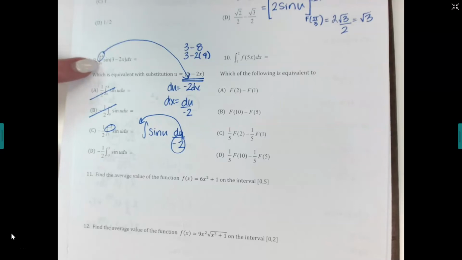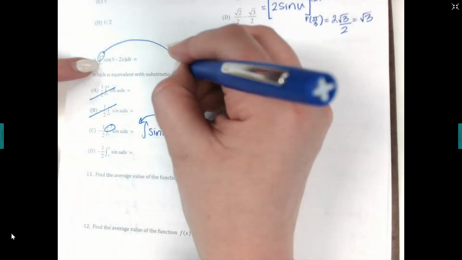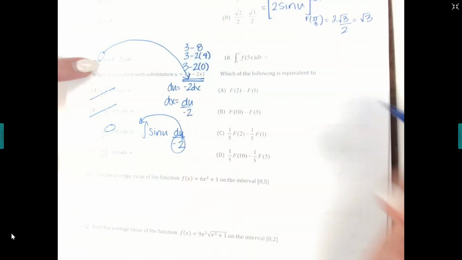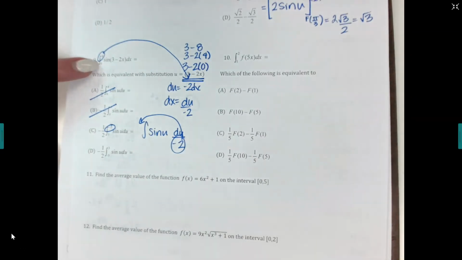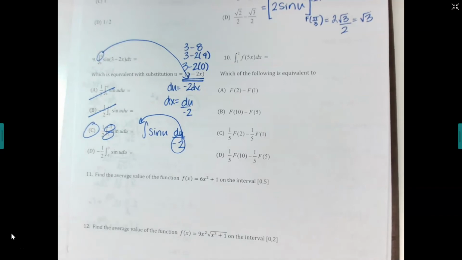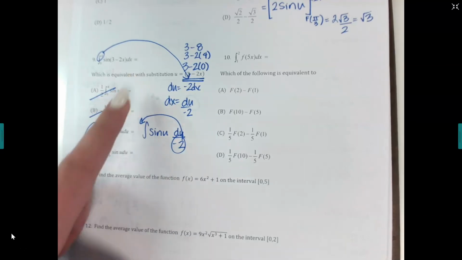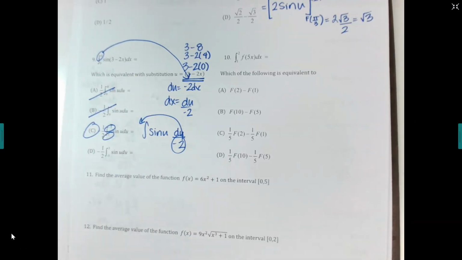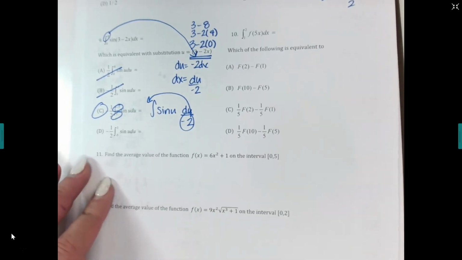And then the other one I need to plug in is 0. What is 3 minus 2 times 0? 3, which is on bottom, so it has to be C. Okay, so remember, if they ask you to rewrite the integral or figure out which one's equivalent, you're not actually doing the integral, you're just resetting it up.